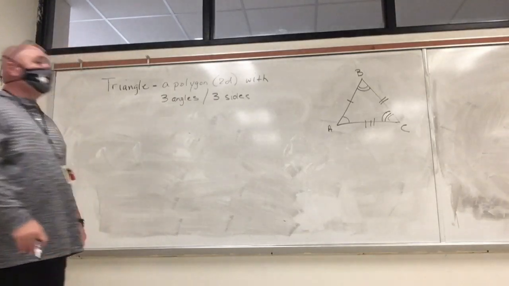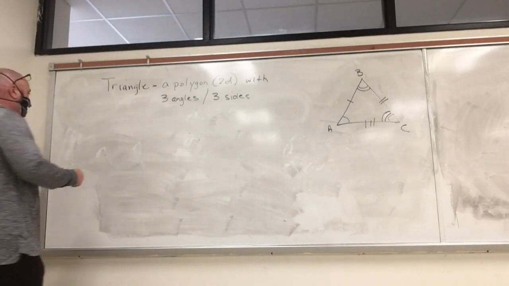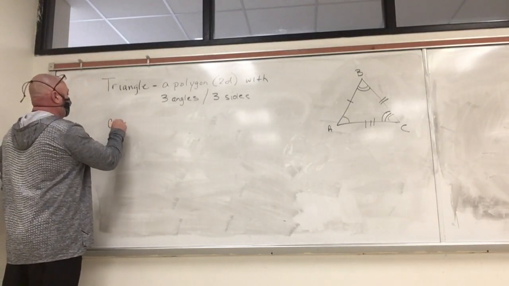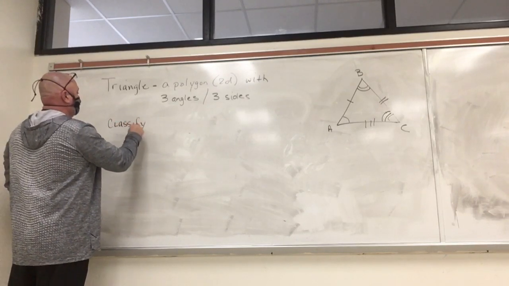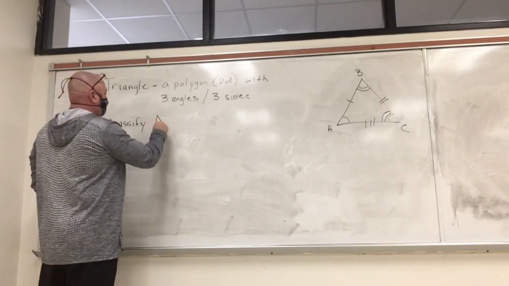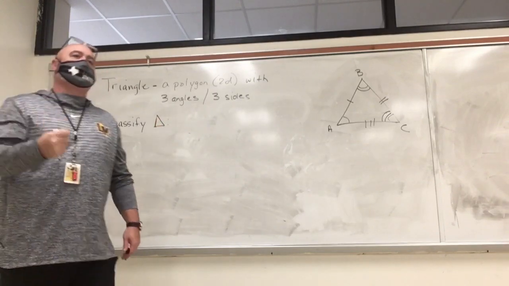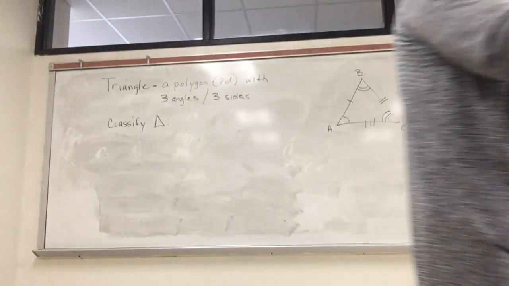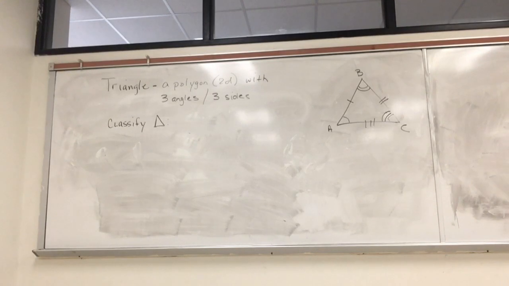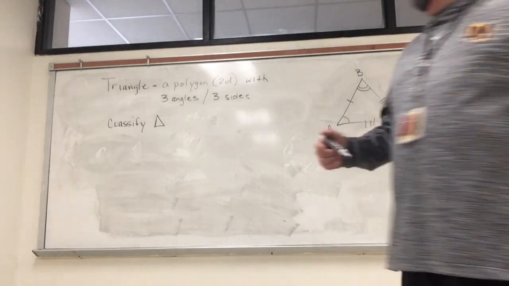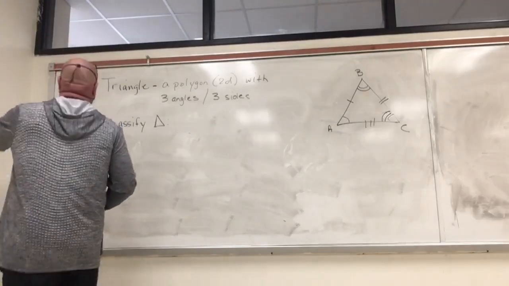All right, let's talk about classification. We can classify triangles in 2 different ways. Number 1, we can classify triangles by their angles. And number 2, we can classify a triangle by its sides. So one triangle has 2 classifications. So I could have a triangle that is a right scalene triangle. Just throwing words out there. So what you have to do is decide what these are.